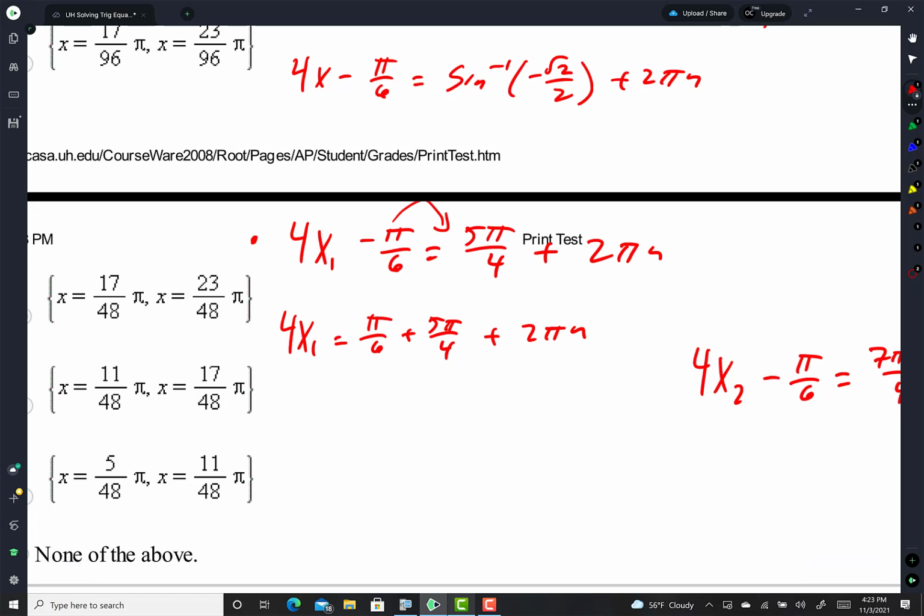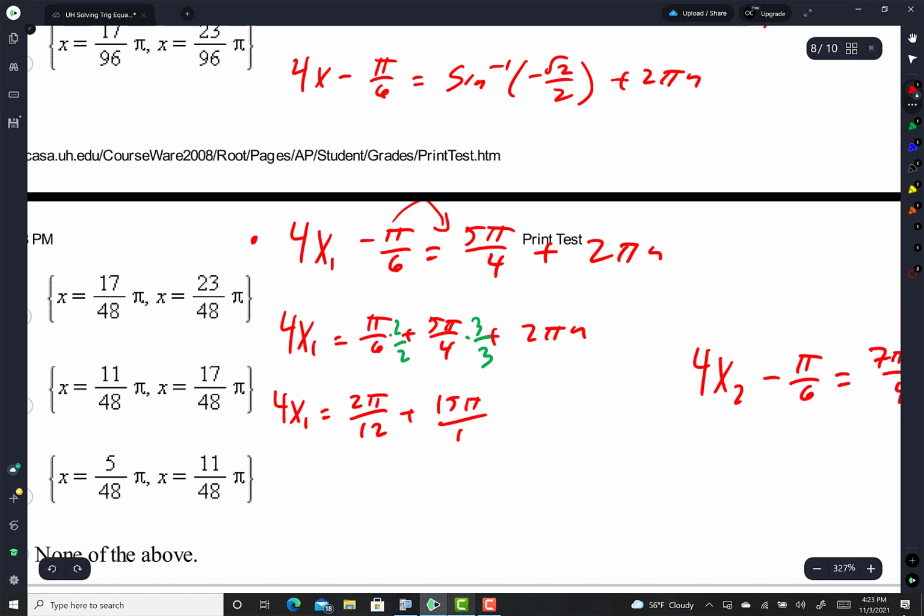And I'm kind of tempted to find a common denominator. So what's the common denominator between 6 and 4? 4, 8, 12. 12. So I'm going to multiply this one by 2 over 2 and this one by 3 over 3. So here we go. 4x1 equals 2 pi over 12 plus 15 pi over 12 plus 2 pi n. 4x1 equals 15 plus 2, that's 17 pi over 12 plus 2 pi n.